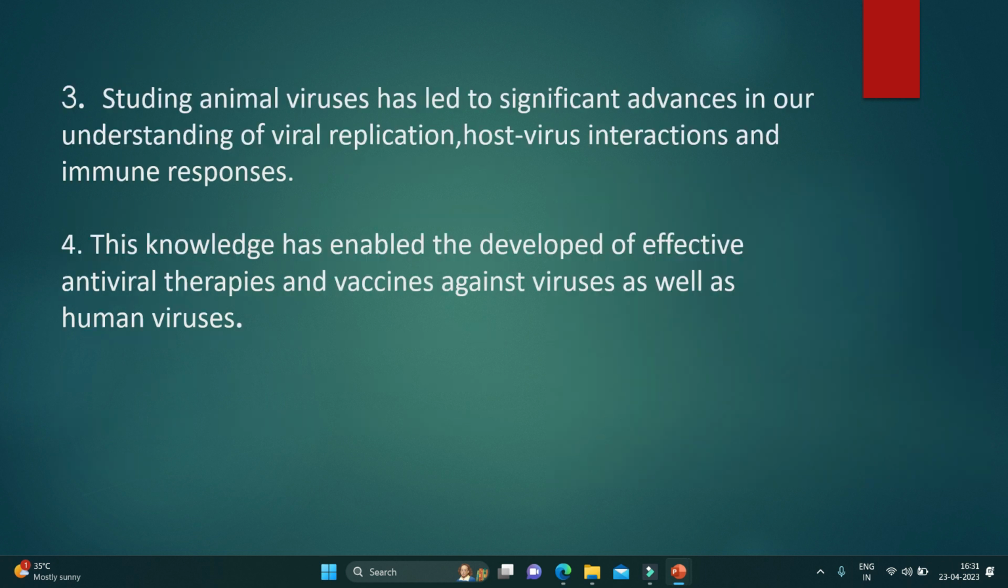Studying animal viruses has led to significant advances in our understanding of viral replication, host-virus interaction, and immune responses. This knowledge has enabled the development of effective antiviral therapies and vaccines against viruses.